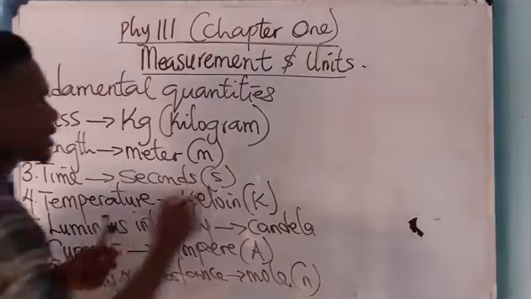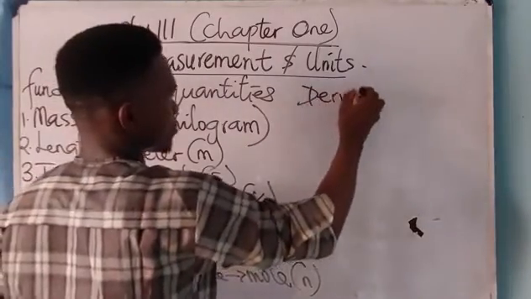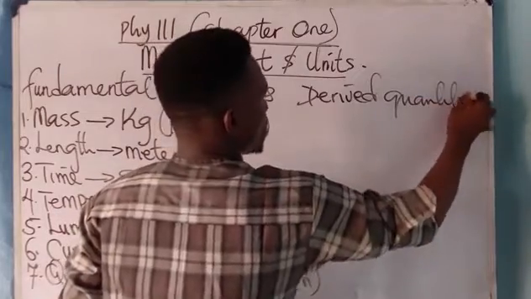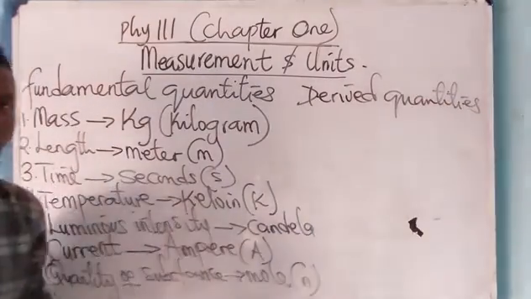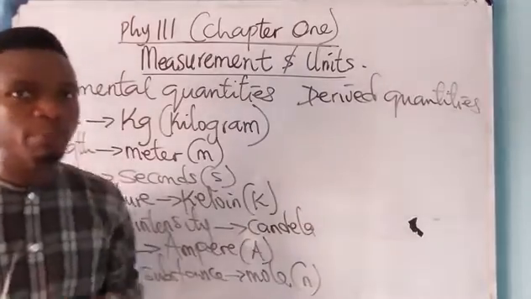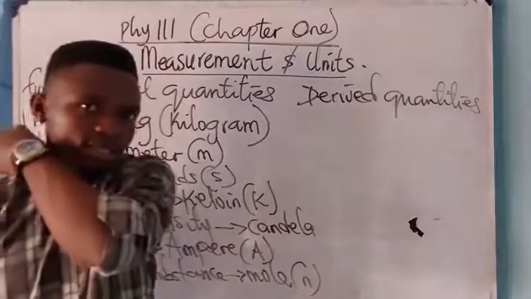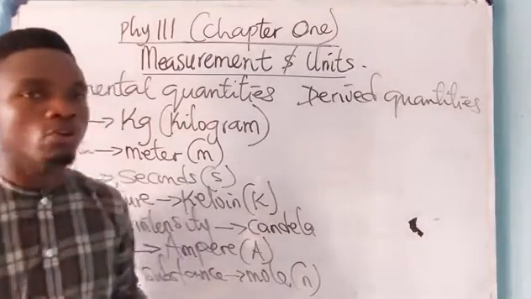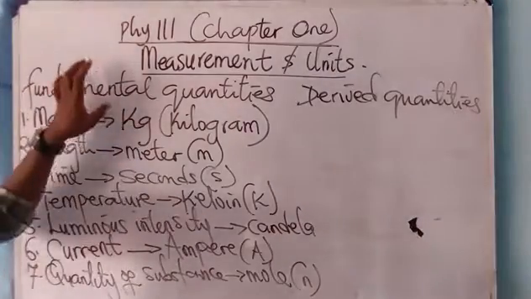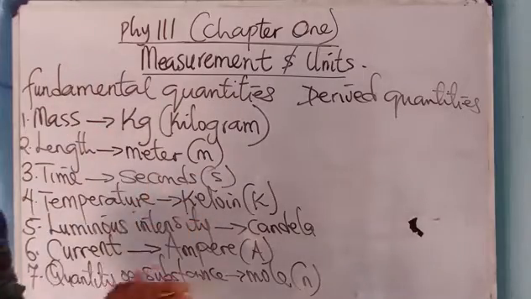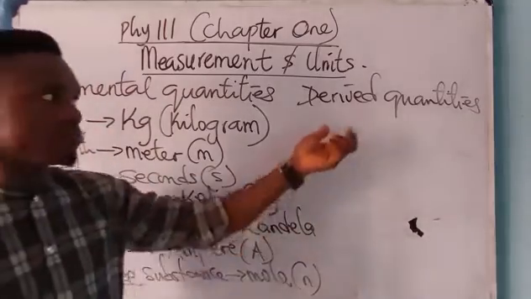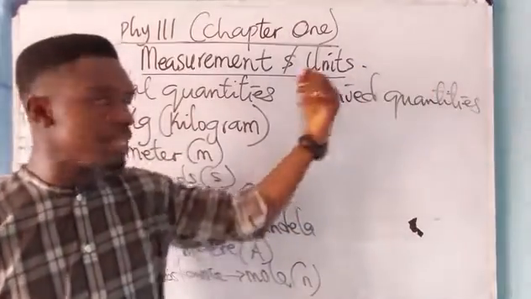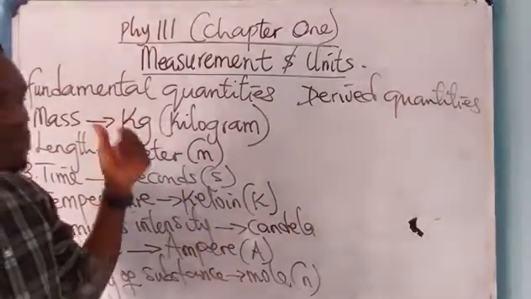The other word is derived quantities. If something is derived, it means that it is gotten from a particular source. If something is derived, it means it is dependent on other quantities. Now, if fundamental quantities are independent of other quantities, it means that the derived quantities are dependent on the fundamental quantities.